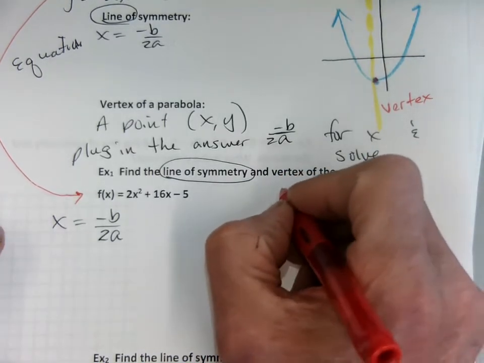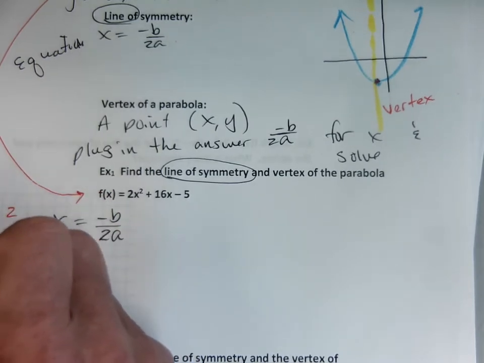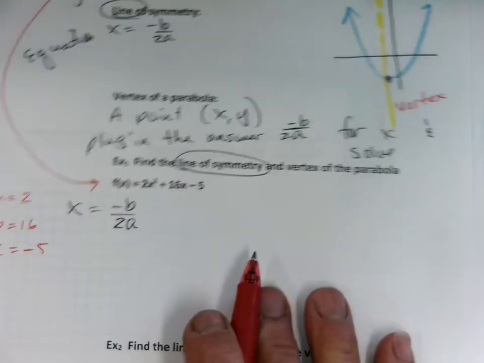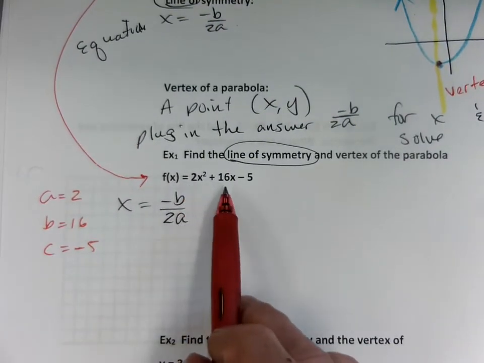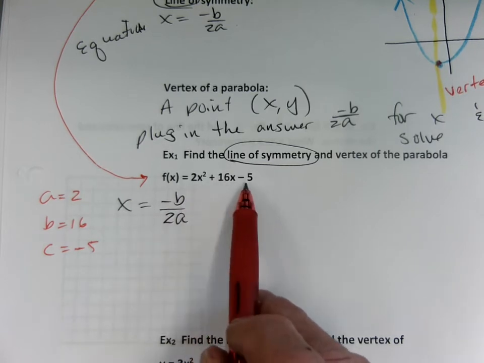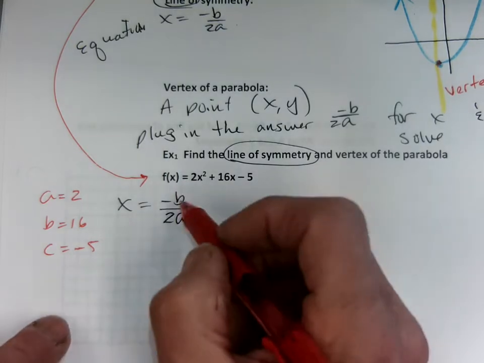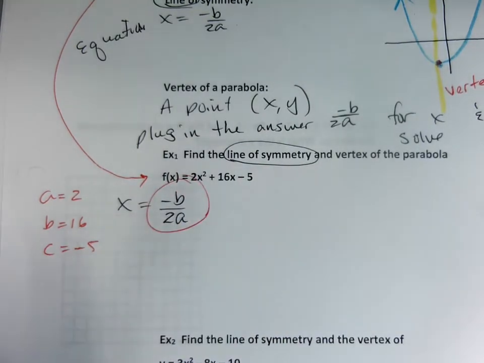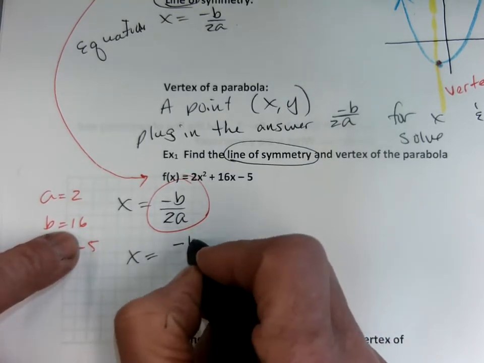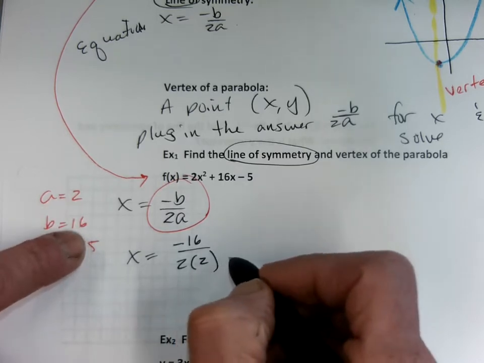I know my a is going to be 2, my b is 16, and my c is negative 5. You agree with that? There's my A, B, C. A is 2, B is 16, and C is -8. Okay, everybody got that? So now I'm just going to plug those into this little equation here. I'm going to go x equals -b, which is -16, over 2 times the A value, which is 2. Okay?